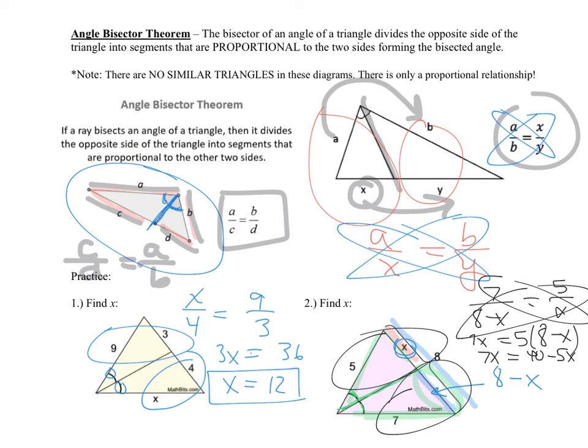And sorry, it's a little crowded in here, but if I add 5x to both sides, I'm going to get 12x equals 40. Divide by 12, and x is going to equal 3 1/3.